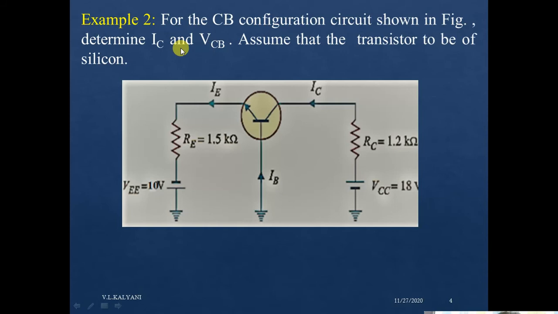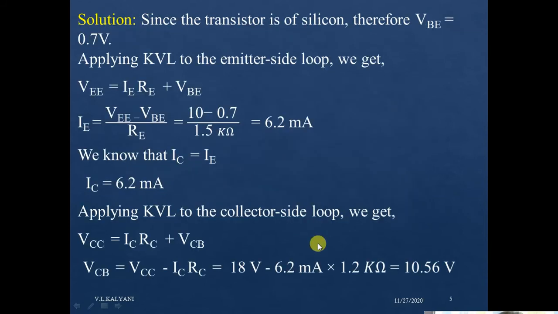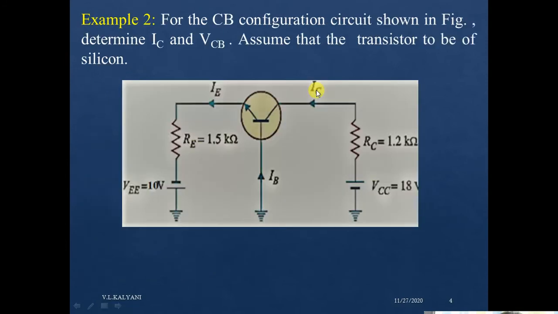So determine the IC and VCB. Let's find out the value of IC and VCB. As you know that the transistor is of silicon, therefore the VBE is equal to 0.7 volt. So applying the KVL to the emitter side loop. Here this is your emitter side loop, and here we apply the KVL.